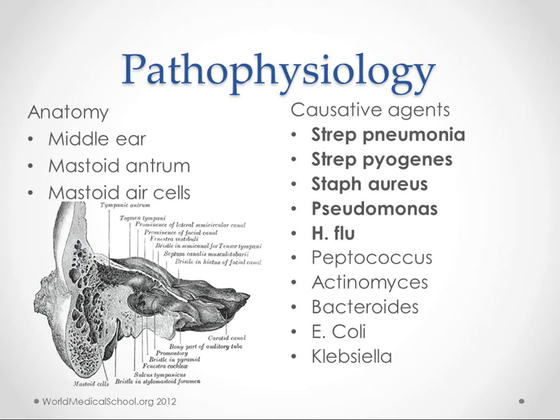And we'll talk about in a second the anatomy here, where the middle ear is connected to the mastoid area. But the causative agents are usually some of the same ones that cause acute otitis media, but also Pseudomonas, which you don't see as much in acute otitis media, and Staph aureus, Strep pyogenes are also there. And then we have some of these anaerobes that show up too, and some gram-negatives, but those are a lot less common.